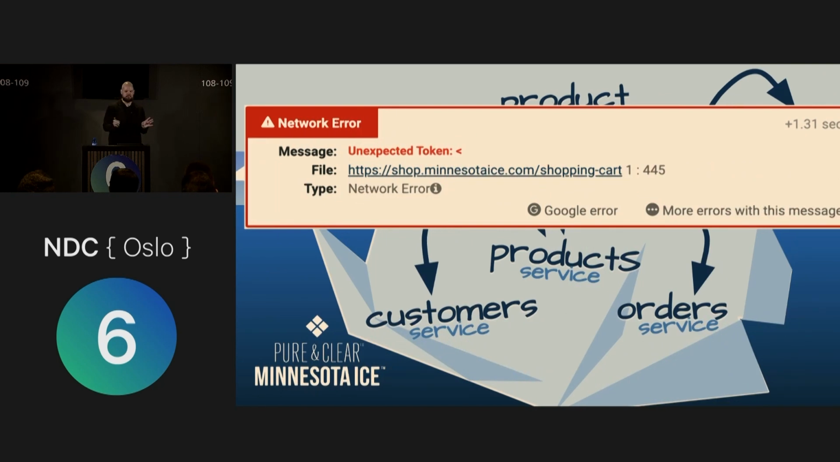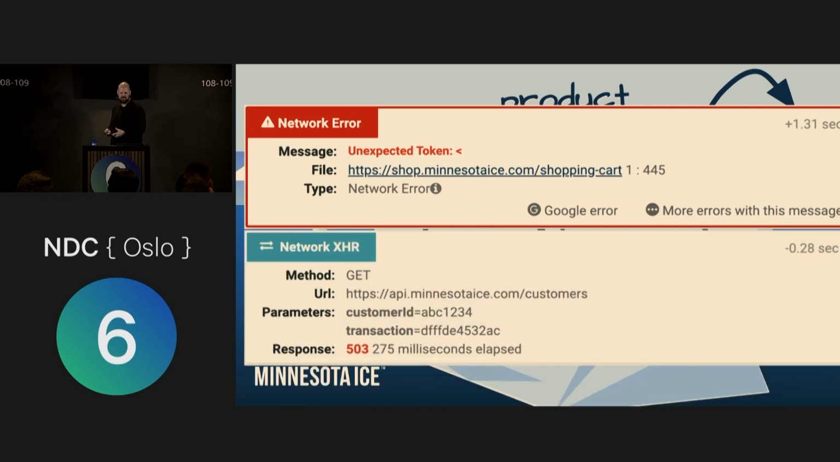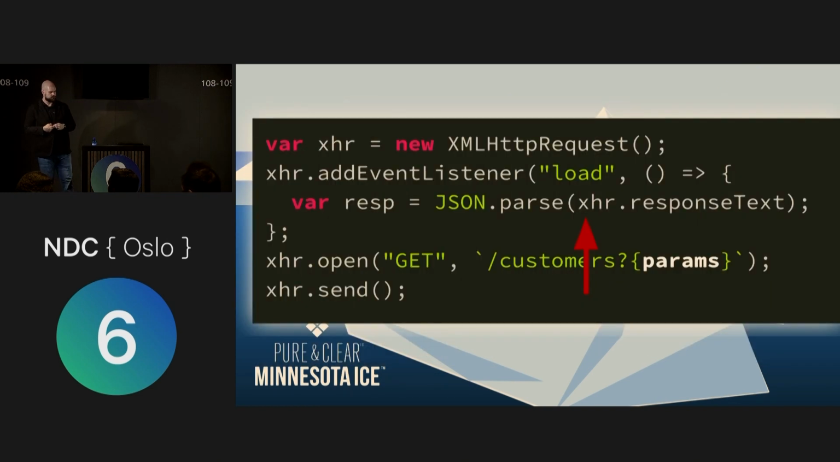Here's another super common runtime error. It's an error that I, in fact, have usually run into at just about every application I've ever worked on. Minnesota Ice had this error on the shopping cart page: unexpected token angle bracket. And if we were able to trace that, it looks like it comes right before a call to a network request out to the customer API, which was returning a 503.